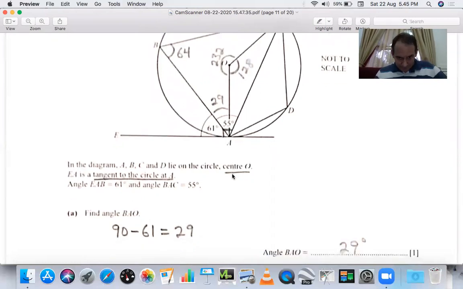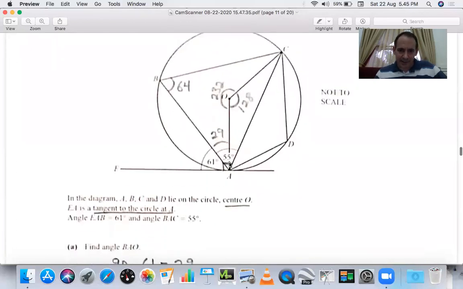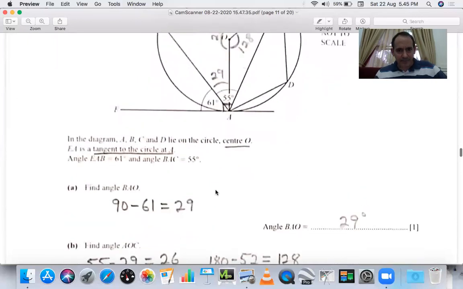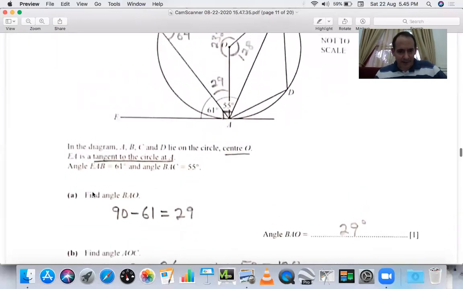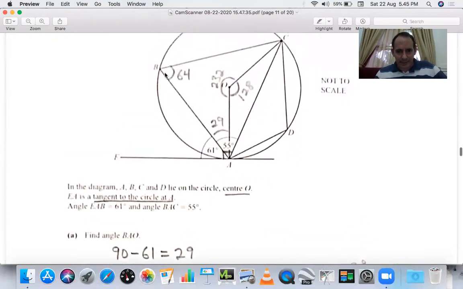So if we take this 90, actually, this 90 goes to right here, not over to here, to right here. So this 90 minus the 61 gives us 29 for right here. And then that's what it's asking for. Find the angle BAO.